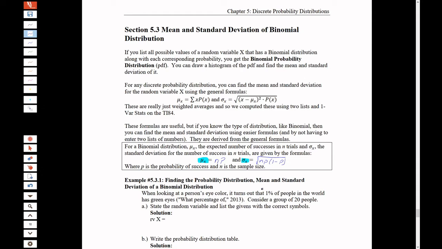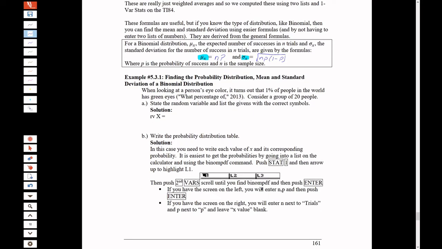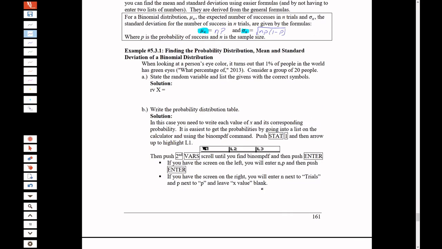We can also find the mean and standard deviation if we had a list of all the probabilities written out. We could treat it like a probability distribution, the way you had back in Chapter 4 or the beginning of Chapter 5. But it's much simpler with the formulas for the binomial because we don't have to have all the data. So let's look at an example.